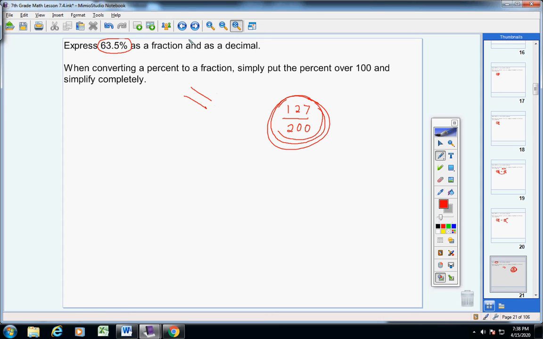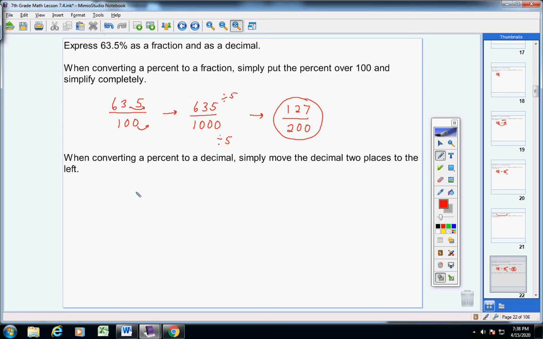Okay? Alright, so what did we just do, guys? We just converted a percentage to a what? Fraction. So now let's convert a percentage to a what? Decimal. Okay, so here we go. I would encourage you to write this in your notes. I want you to memorize this.